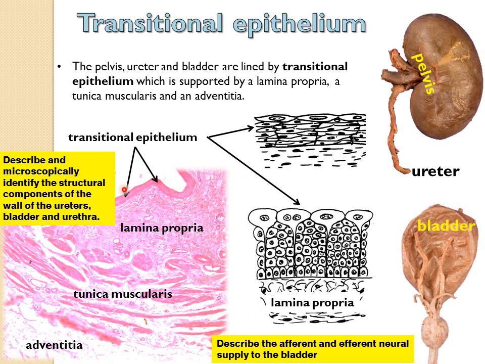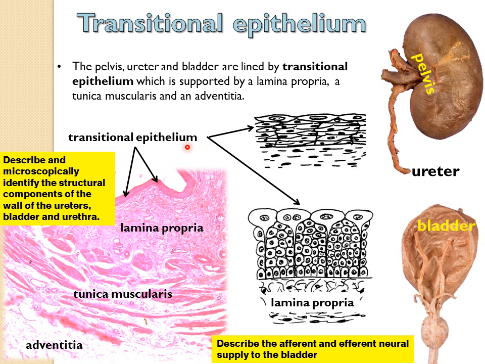Okay, so we have the transitional epithelium supported by lamina propria, which would essentially be connective tissue. And then you have a tunica muscularis. That's the muscle layer, which is obviously going to give the structure the ability to contract. And then the supporting connective tissue outside called the adventitia.